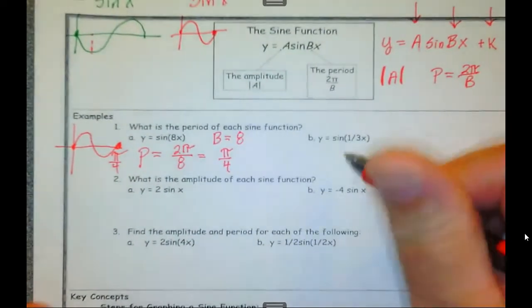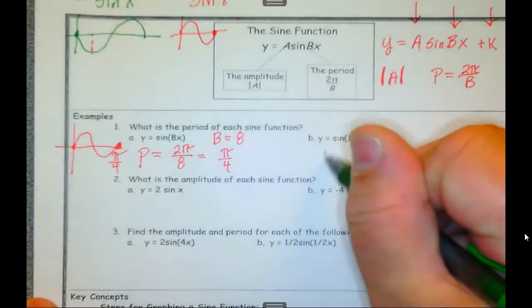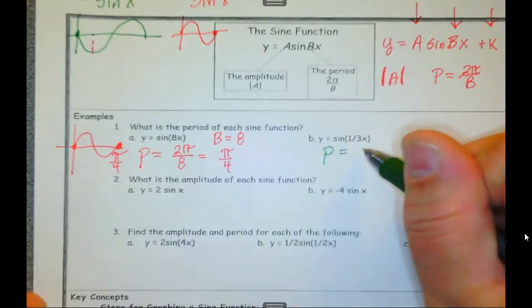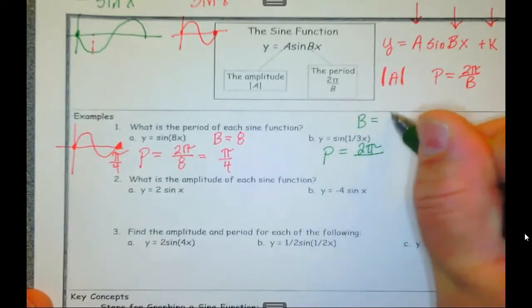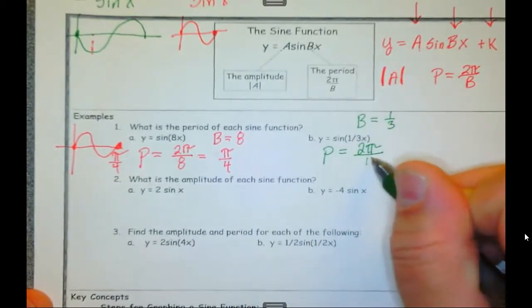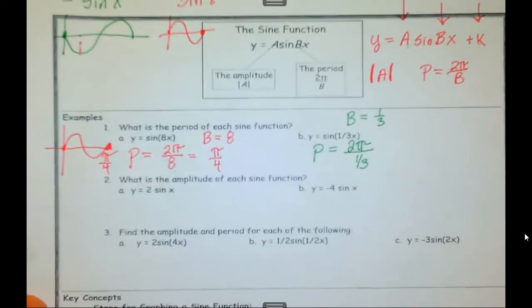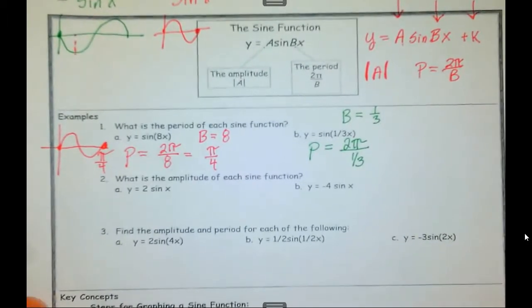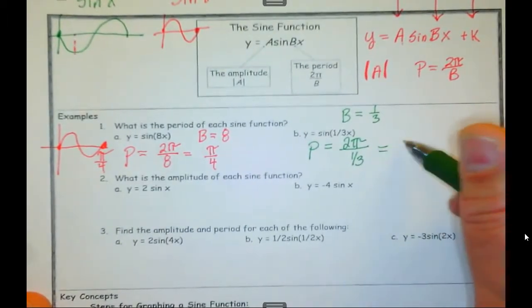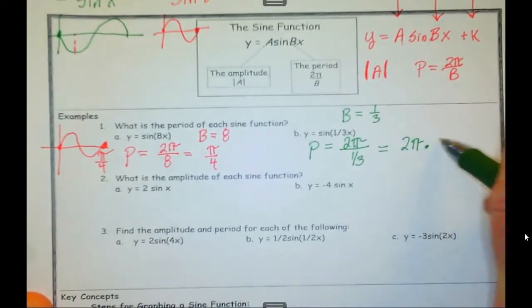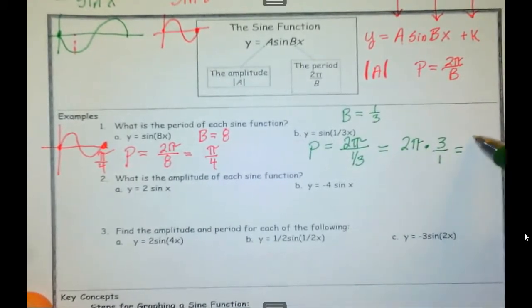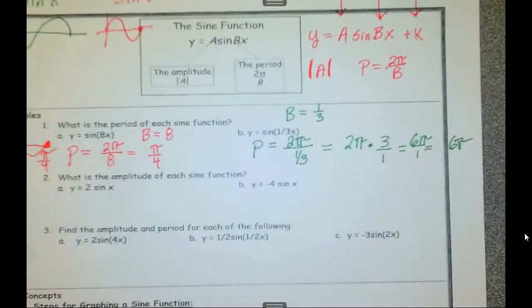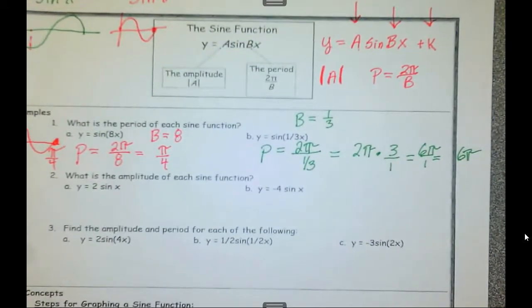Okay, B, what's our period? It's going to be 2 pi, and what's my b? It's 1/3. So 2 pi divided by 1/3. Now, what happens when I divide by fractions? That's right. I flip it and multiply by its reciprocal. So this is 6 pi over 1, or just 6 pi, right? With me?